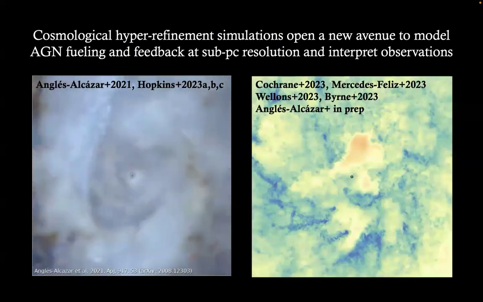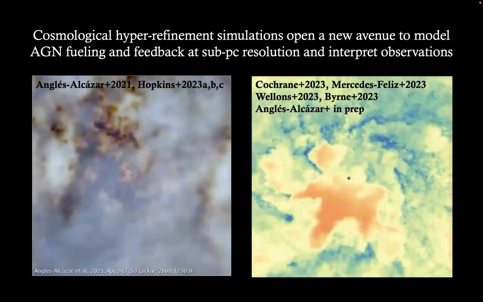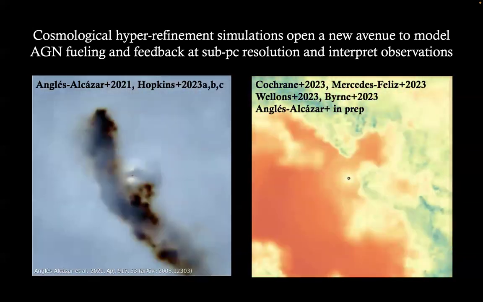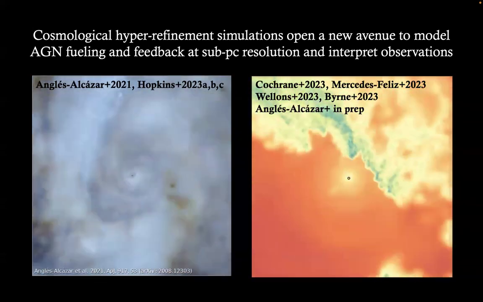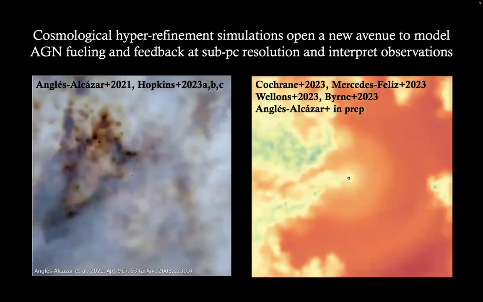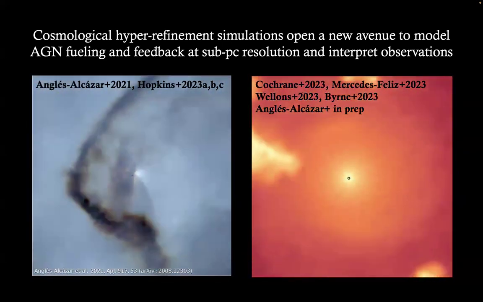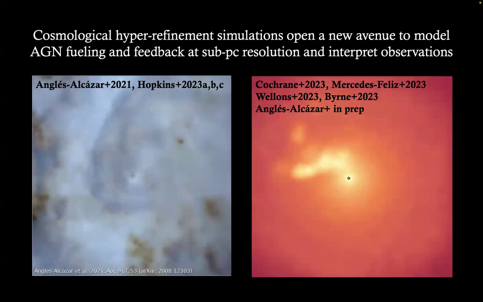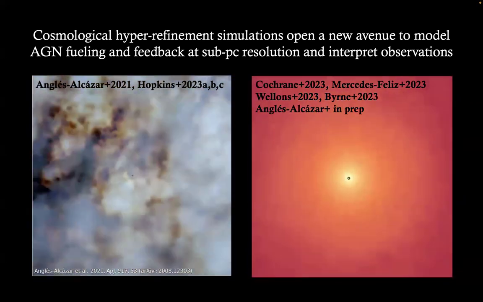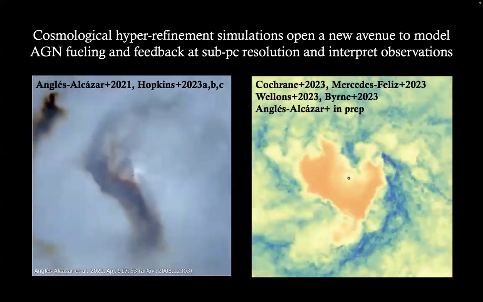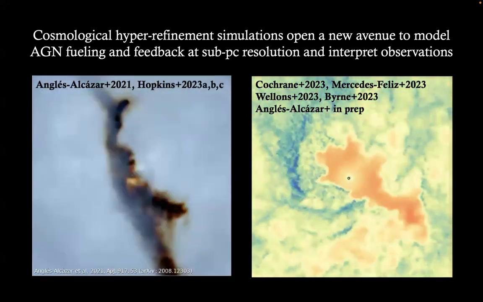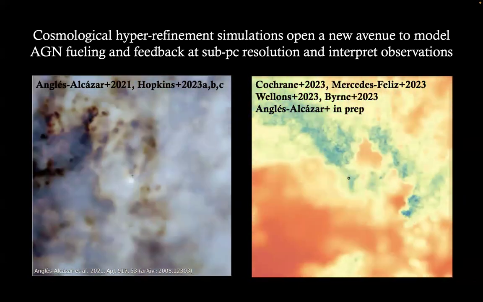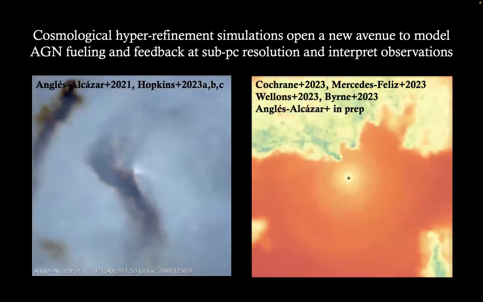So in conclusion, cosmological hyper-refinement simulations, I think, open a new avenue to investigate the physics of galaxy formation and black holes in more detail and try to reduce the uncertainties of subgrid models. And there are tools being developed to interpret observations and do apples-to-apples comparisons more directly. I think the greater and more detailed the observations we get over time, the more pressure we theorists have to build more detailed models. So I'll stop here. Thanks very much for your attention. I'm happy to answer any questions.